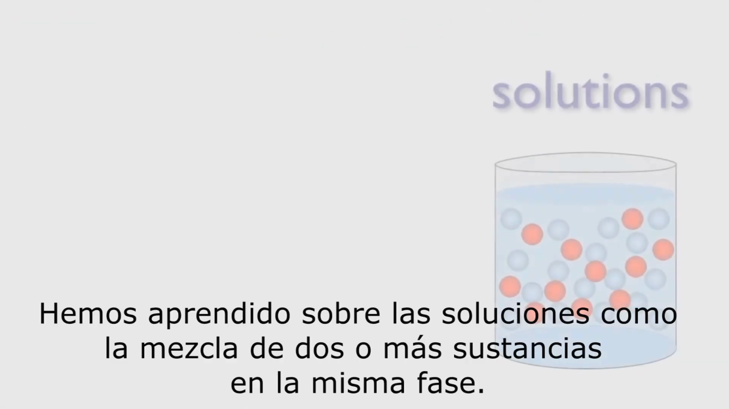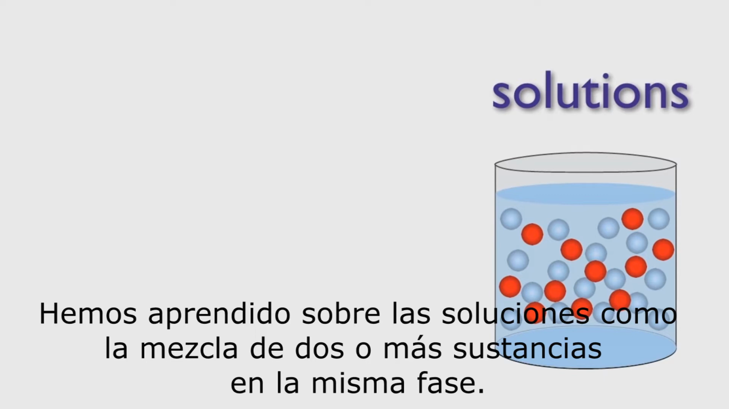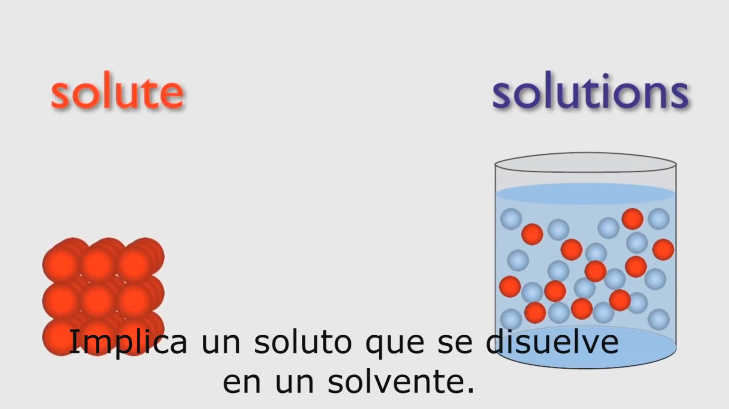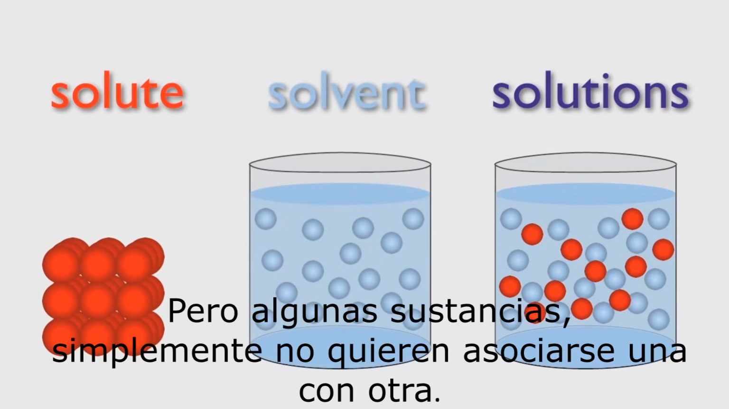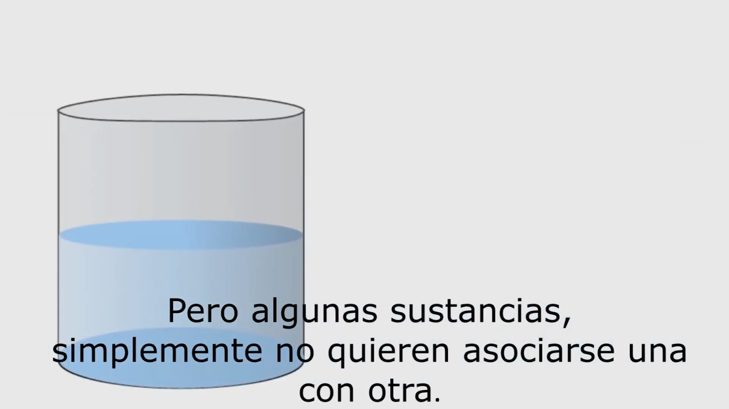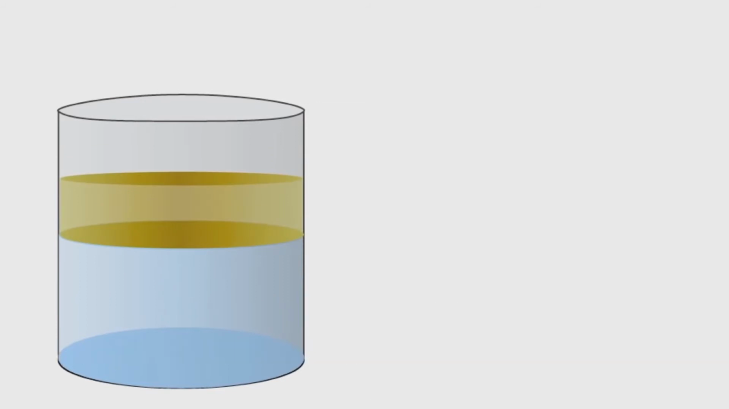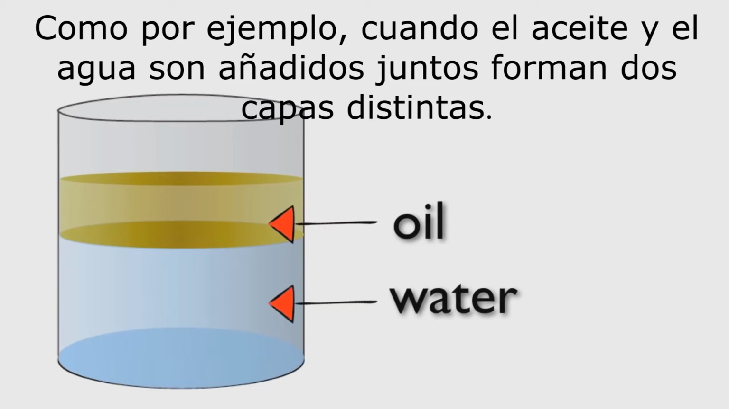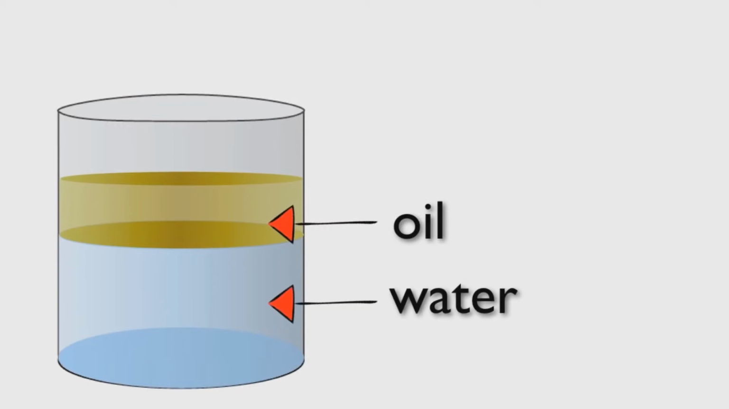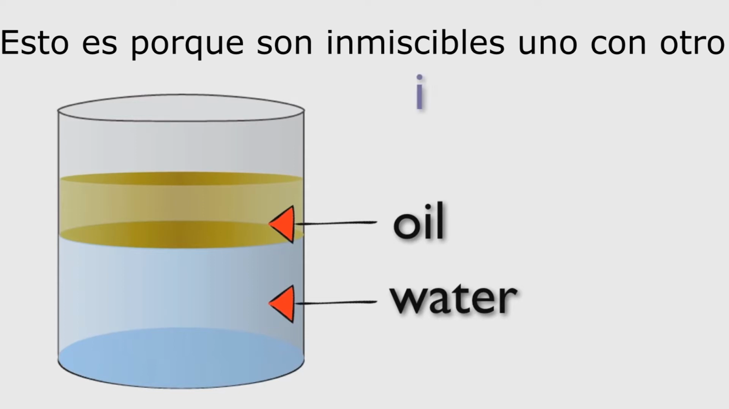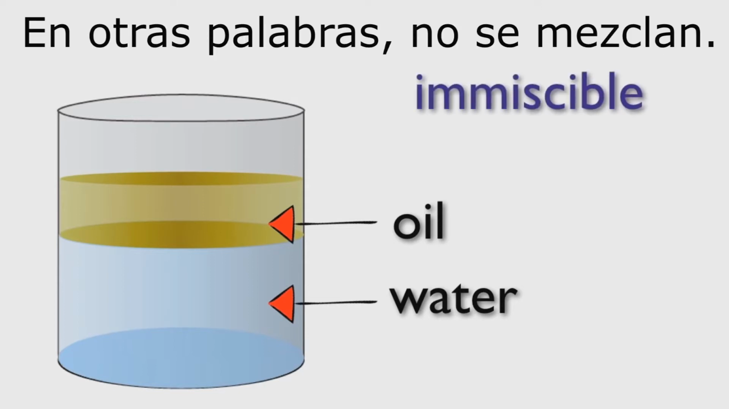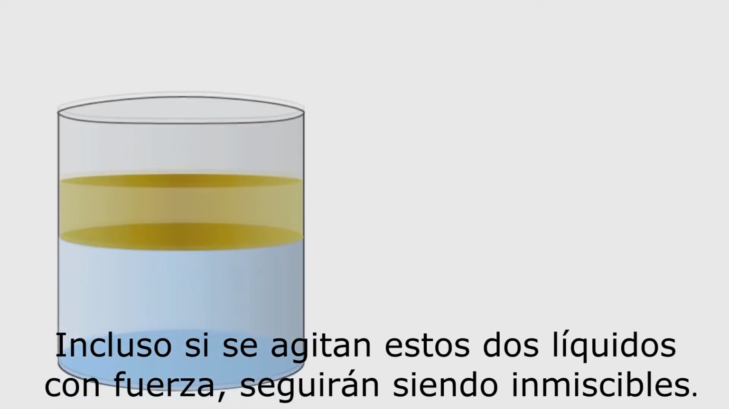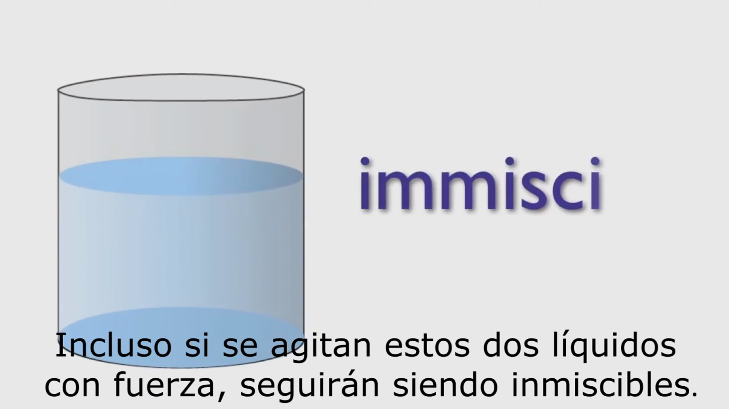We have learned about solutions as a mixture of two or more substances in the same phase. It involves a solute dissolving in a solvent. But some substances simply do not want to associate with one another. As an example, when oil and water are added together, they form two distinct layers. This is because they are immiscible with one another. In other words, they do not mix. Even if you shake these two liquids vigorously, they will still remain immiscible.